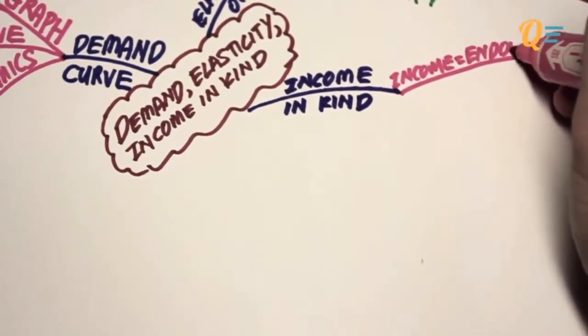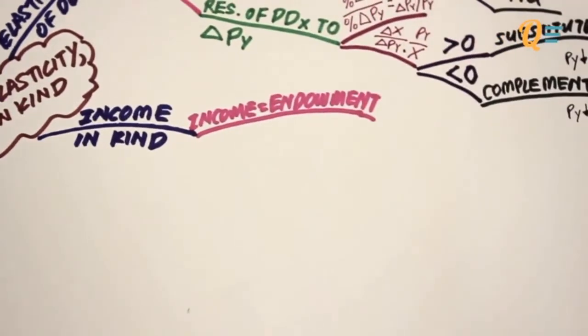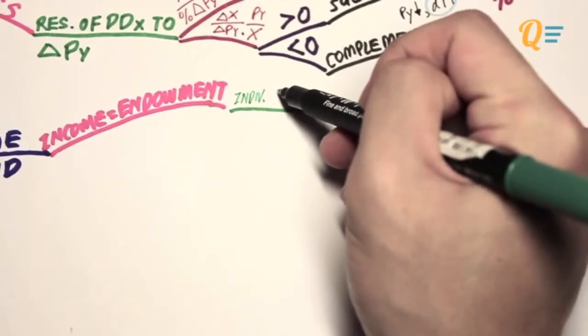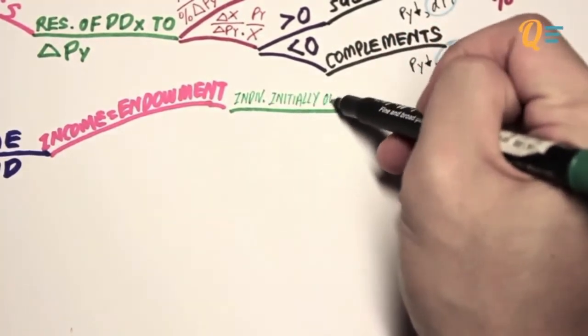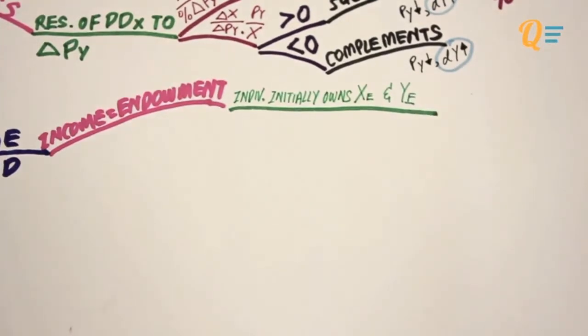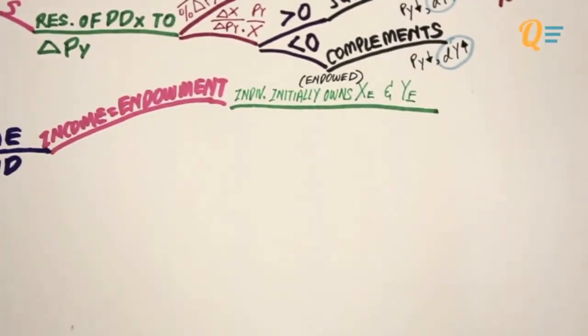Alright, so income in kind is basically income in the form of an endowment. So what is an endowment? If you're endowed, what it means is that this individual initially owns a certain amount of X and Y. We're just going to call that XE and YE to denote an endowment, right? So this means that this individual is endowed.